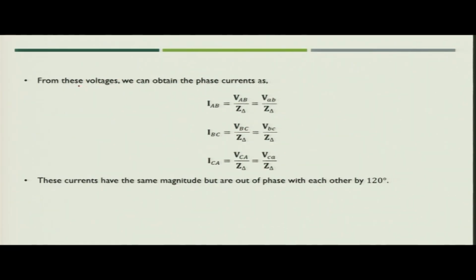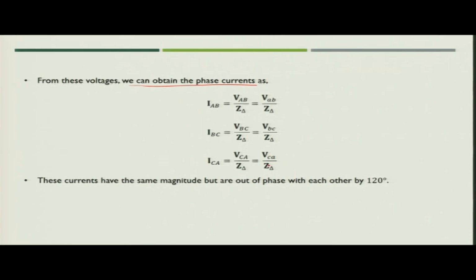Now, from the voltages what we can do? We can obtain the phase currents. So, in this case the phase current, that is IAB, will be equal to VAB divided by Z delta, or you can also write in terms of source voltage, that is V small ab divided by Z delta. Similarly, IBC will be V capital BC divided by Z delta, or V small bc divided by Z delta. So, this is your load voltage which is equal to the source voltage. ICA will be V capital CA divided by Z delta equal to V small ca divided by Z delta.